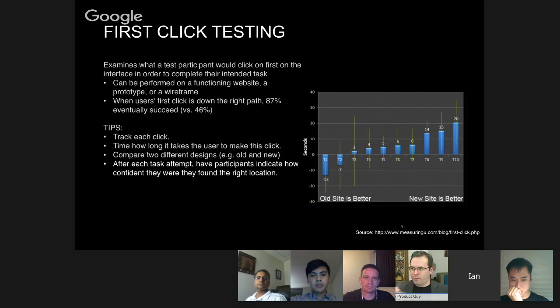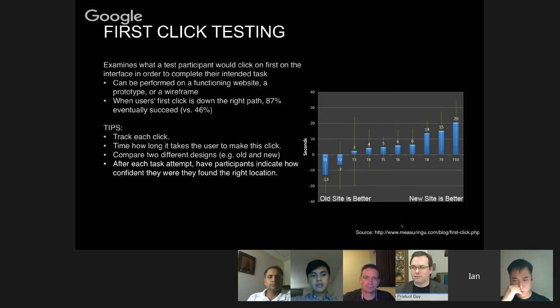First click testing, this emphasizes some of the stats behind this. If they've clicked on the right object in your UI, that will take them on the right path to solving the issue that they're trying to address, you're going to be in much better shape than if they've veered off in another direction to begin with.